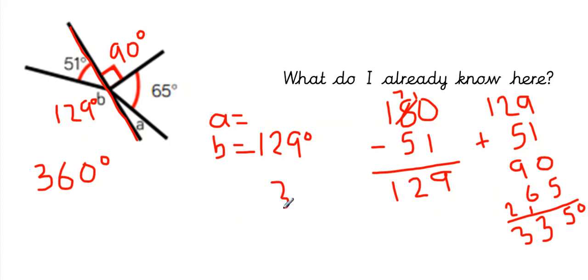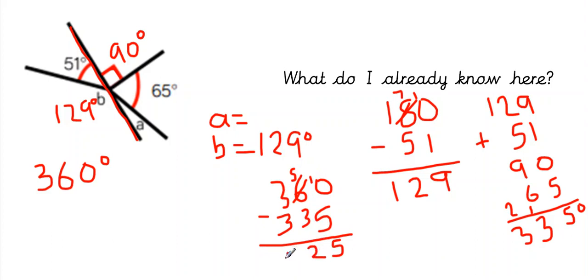So now I'm going to do 360 minus 335. So 0 take away 5 I can't do, so I'm going to exchange. 10 take away 5 is 5. 5 take away 3 is 2. And 3 take away 3 is 0. So angle A must equal 25 degrees.